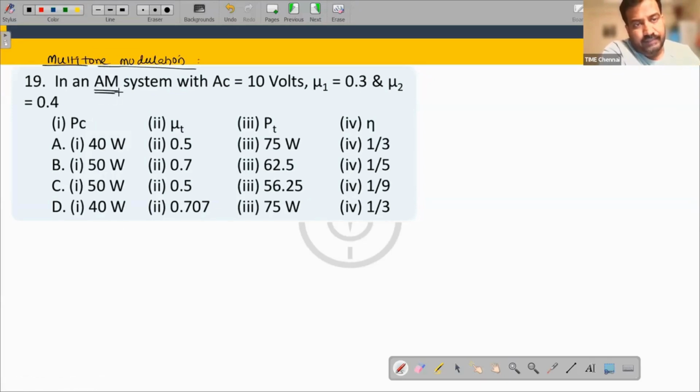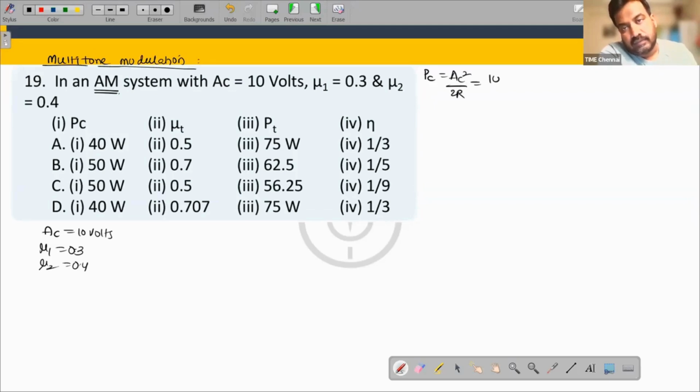In an AM system, given AC is 10 volts, mu1 is 0.3, mu2 is 0.4. Find carrier power. AC square by 2R. R is not given, so 1. So this is 50 watts.